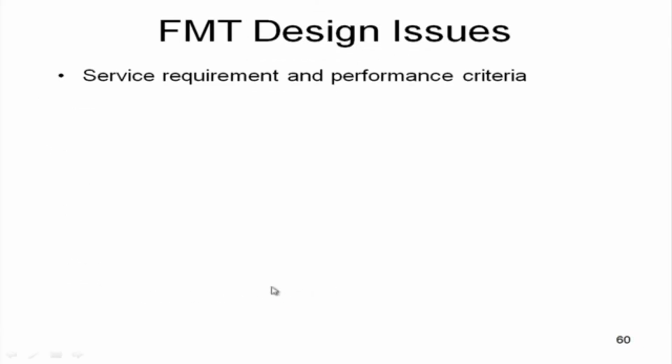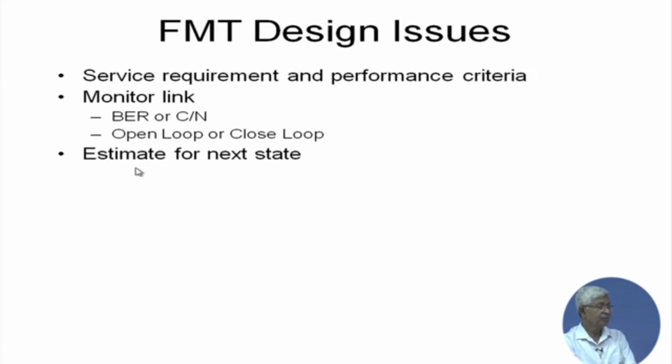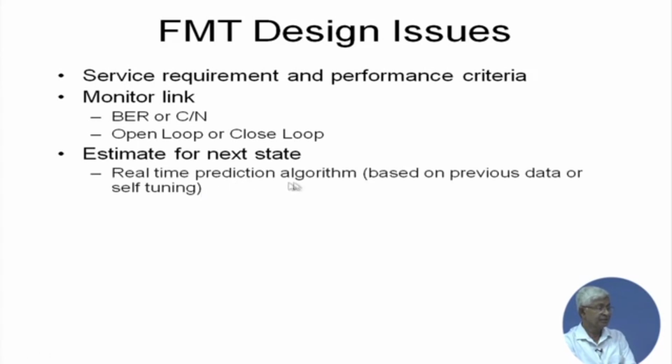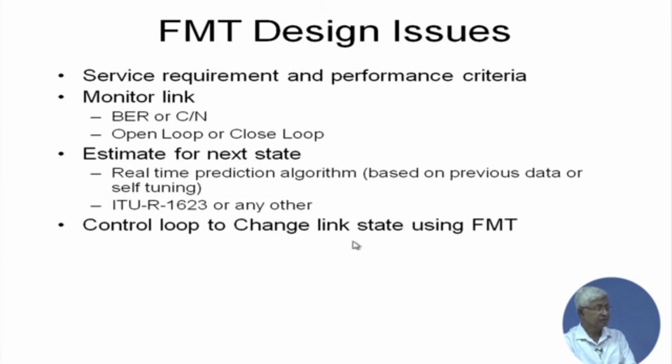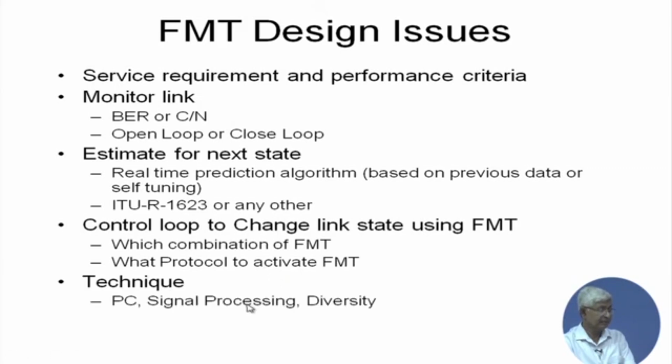There are many design issues: service requirement, performance criteria, and, as we listed earlier, monitoring the link and BER, and deciding whether open loop or closed loop. Then estimate the next state, which needs a real-time prediction algorithm, and there are certain ITU standards on that. Then control the loop, or change the link state using FMT, which needs a decision on which combination of FMT has to be used, what protocol to activate FMT, and the techniques, which are power control, signal processing, and diversity.